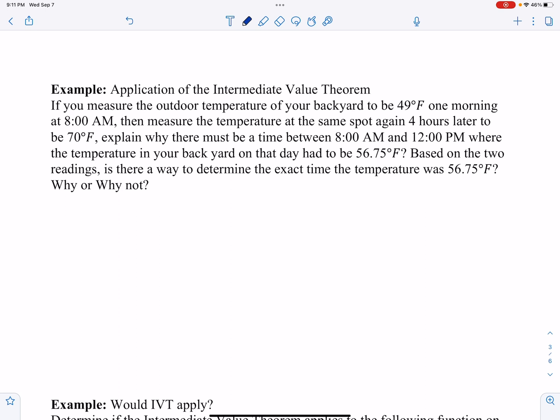So if you measure the outdoor temperature of your backyard to be 49 degrees Fahrenheit one morning at 8 a.m., then measure the temperature at the same spot again 4 hours later to be 70 degrees Fahrenheit, explain why there must be a time between 8 a.m. and 12 p.m. where the temperature in your backyard on that day had to be 56.75 degrees Fahrenheit exactly. Based on the two readings, is there a way to determine the exact time the temperature was 56.75 degrees Fahrenheit? Why or why not?